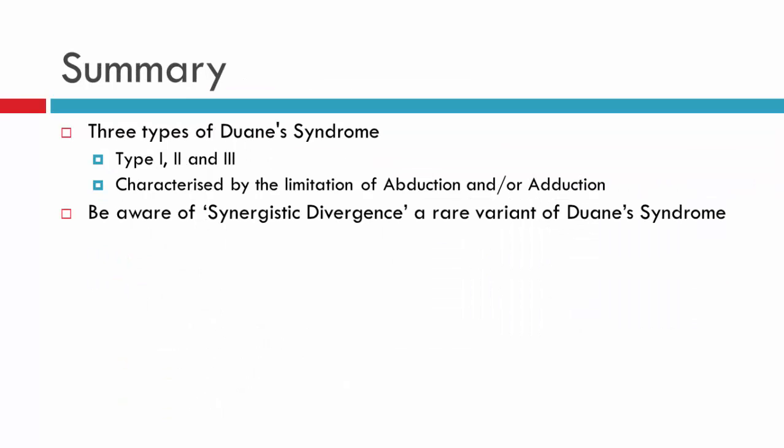Okay, so in conclusion, there are three types of Duane's retraction syndrome, type 1, 2 and 3. These are determined by the amount of limitation of the abduction and adduction that you notice. So with type 1, primarily abduction is affected, adduction is normal or only slightly limited. In type 2, primarily adduction is limited, with abduction being normal or only slightly limited. And in type 3, both are limited. It could be equally limited or asymmetrically limited, where one is a little bit more than the other. And finally, be aware of the condition synergistic divergence, which is rare but a variant of Duane's retraction syndrome, where the miswiring causes the eye to abduct on attempted adduction.